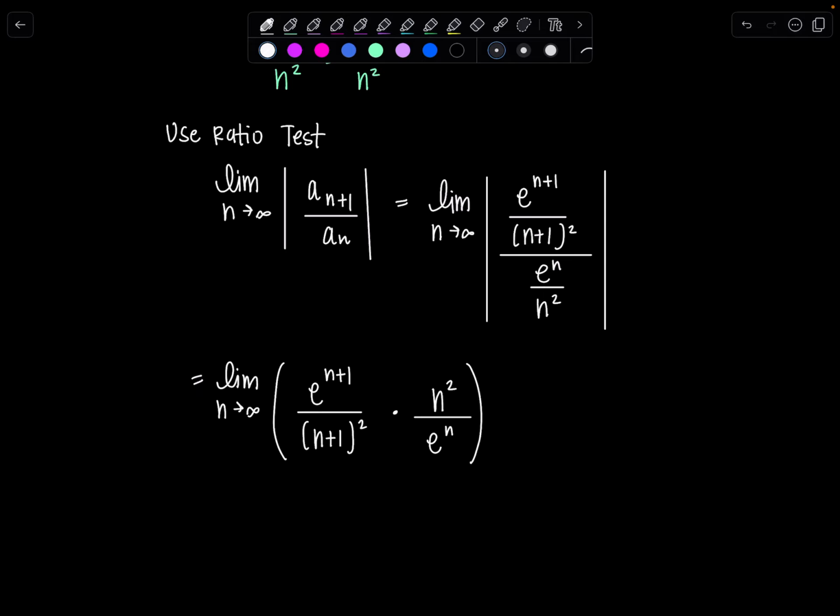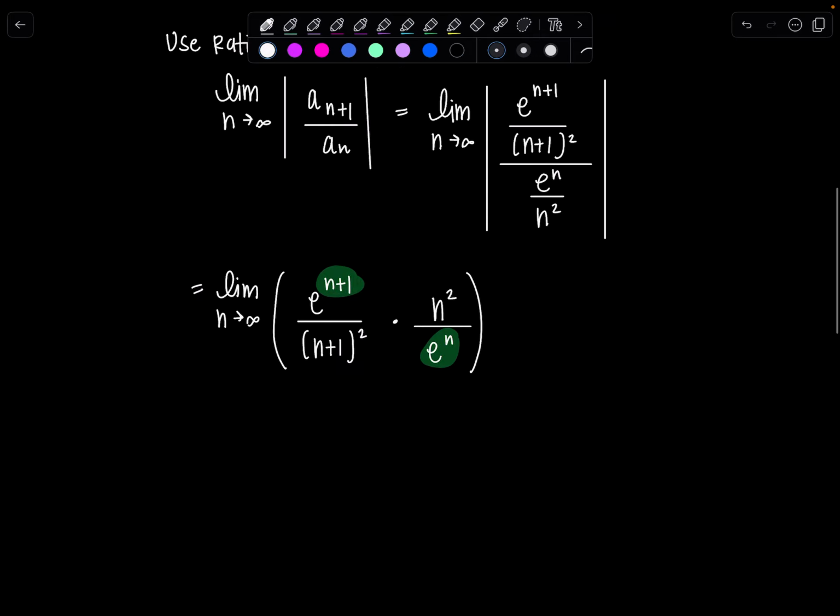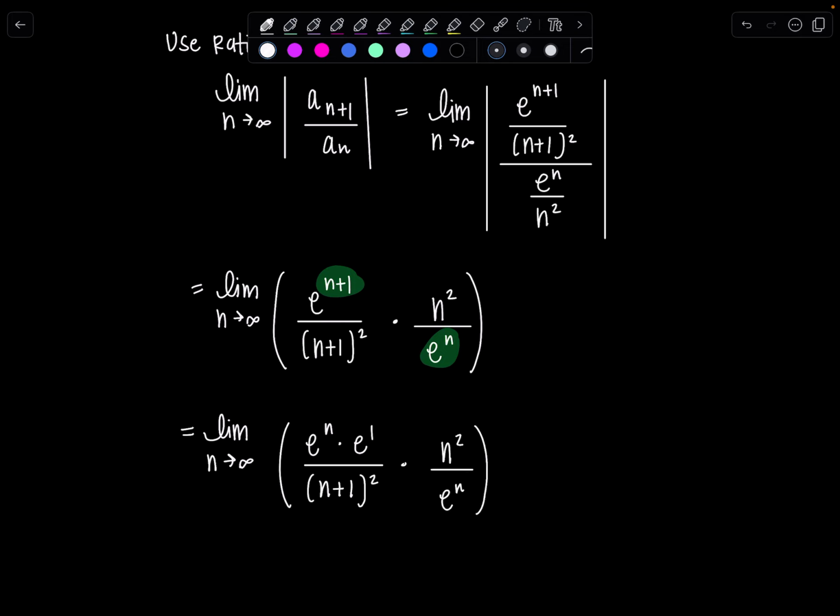Now I want to break up e to the n plus 1 so I can cancel with the e to the n that's in the denominator. So let's rewrite this as the limit as n approaches infinity of e to the n times e to the first over n plus 1 squared times n squared over e to the n. And hopefully now you can see that e to the n will cancel out completely.